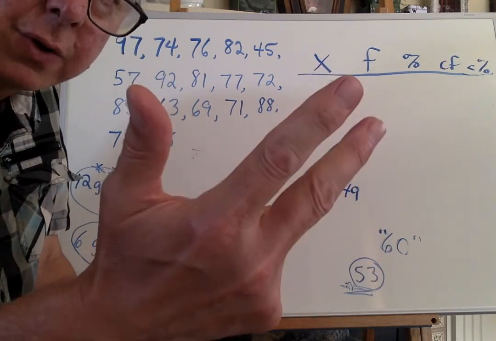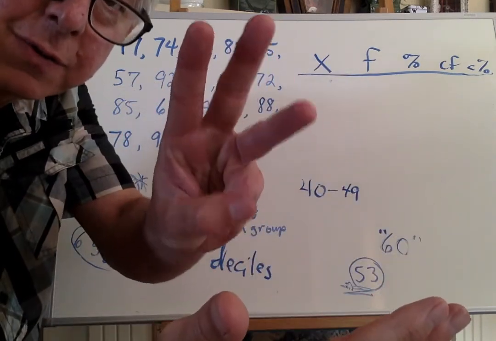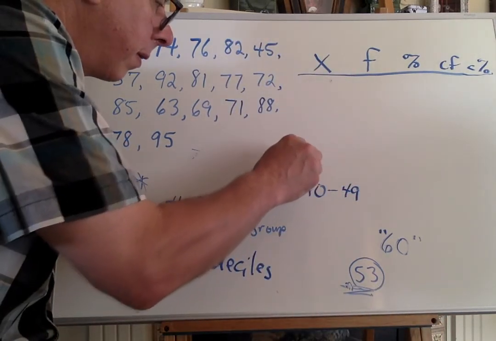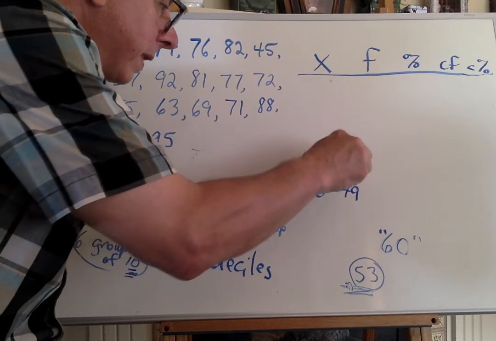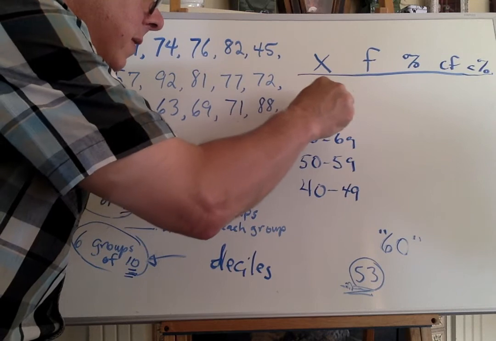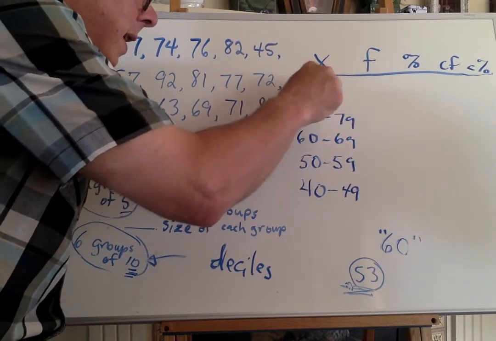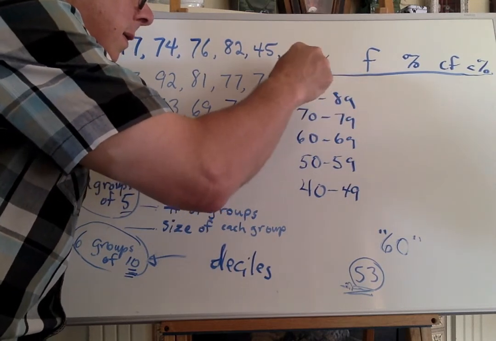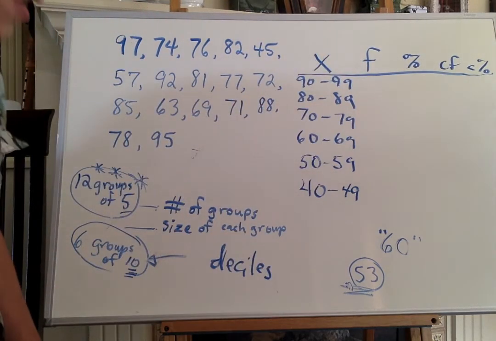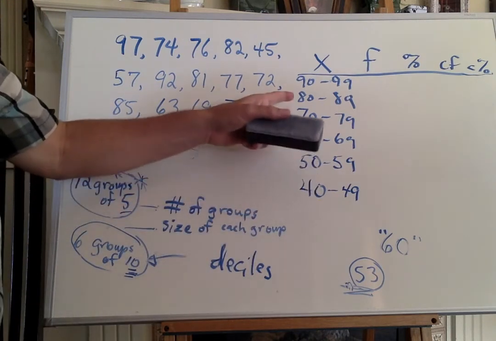40, 41, 42, 43, 44, 45, 46, 47, 48, 49. Okay? That's a group of 10. 50 to 59. 60 to 69. 70 to 79. 80 to 89. 90 to 99. Okay? Notice how much easier this is. 40, 50, 60, 70, 80, 90.